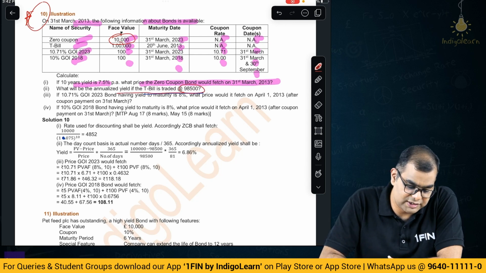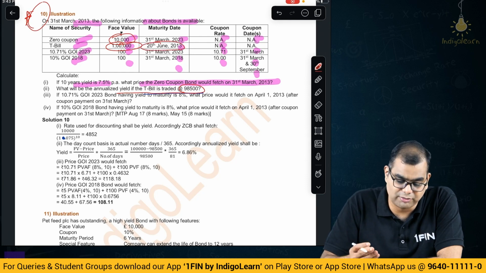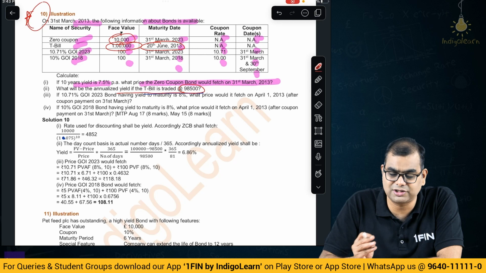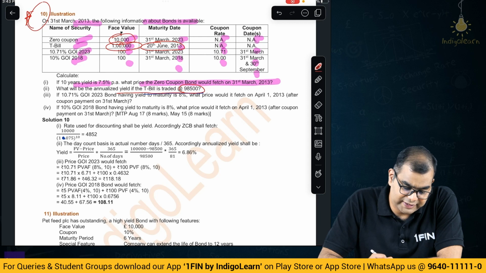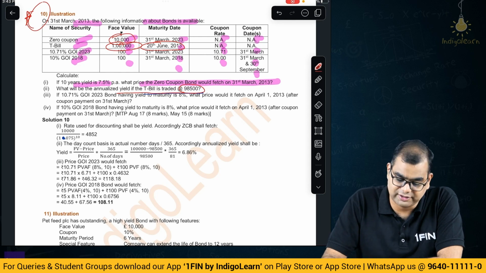So, this T-bill is 1 lakh. Maturity date is 20th June. So, 20th June means how much? And this is 2013. 2013 is not, anyway, a leap year, so that is irrelevant. They are on 31st March. So, April 30, May 31, 61 days, and 20th of June is 20 days. So, 81 days. So, for 81 days, currently the T-bill is at 98,500.